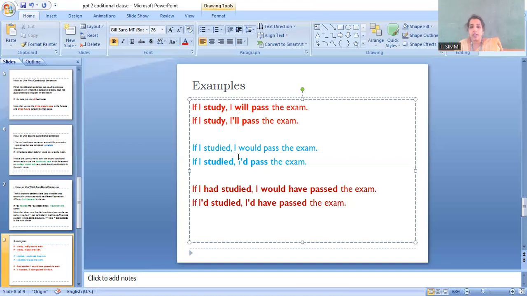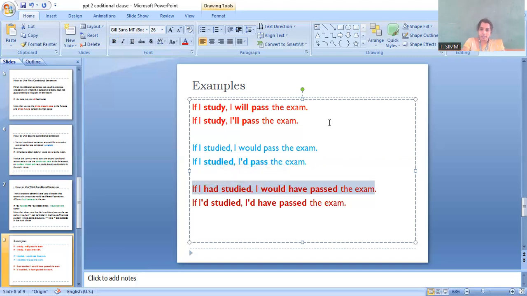So see the third one: if I had studied, I would have passed the exam. This is the third conditional. If I had studied, we have used past perfect in the if clause. So we are using would plus have plus the third form of the verb, or past participle. If I had studied, I would have passed the exam. The shorter form is I'd studied, comma, I'd have passed the exam.